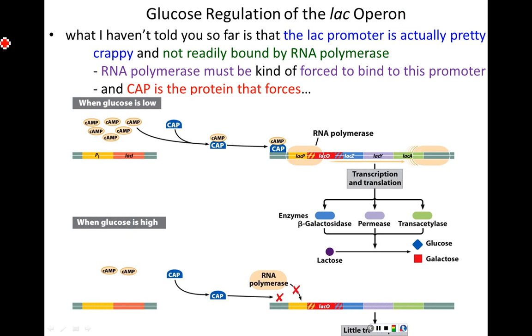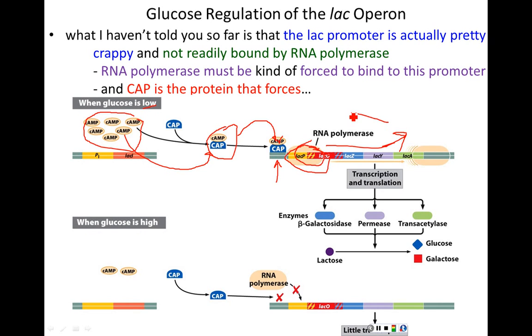So when glucose levels are low, cyclic AMP levels are high. When cyclic AMP levels are high, they bind to CAP. When cyclic AMP is bound to CAP, together CAP and cyclic AMP bind to the Lac Operon. When CAP binds to the Lac Operon, it recruits and helps RNA polymerase bind. When RNA polymerase binds to the Lac promoter, you get transcription and the Lac Operon is on. So to say it simply, the Lac Operon can be on when glucose levels are low.